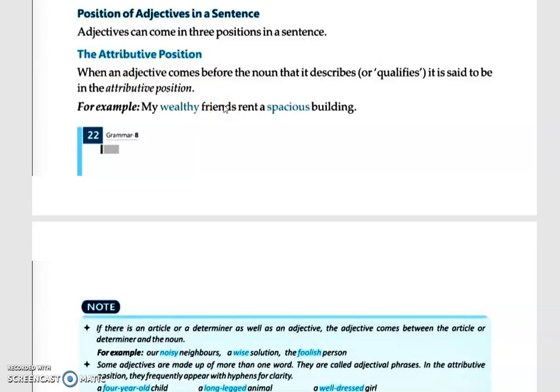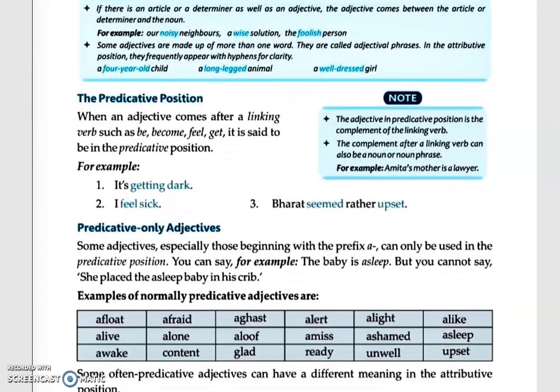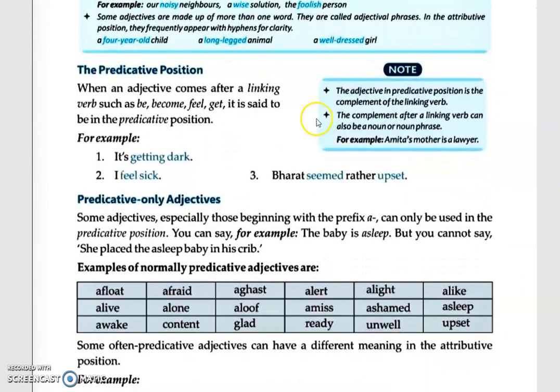When you have a sentence, look at where your noun is. If there is a word before the noun, that is the adjective, it is called the attributive adjective position. Now we have the predicative position. When an adjective comes after a linking verb such as be, become, feel, get, it is said to be in the predicative position. This means we have linking verbs be, become, feel.